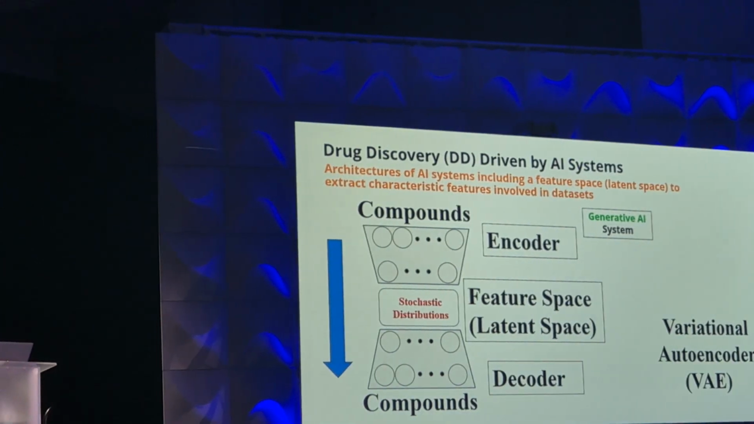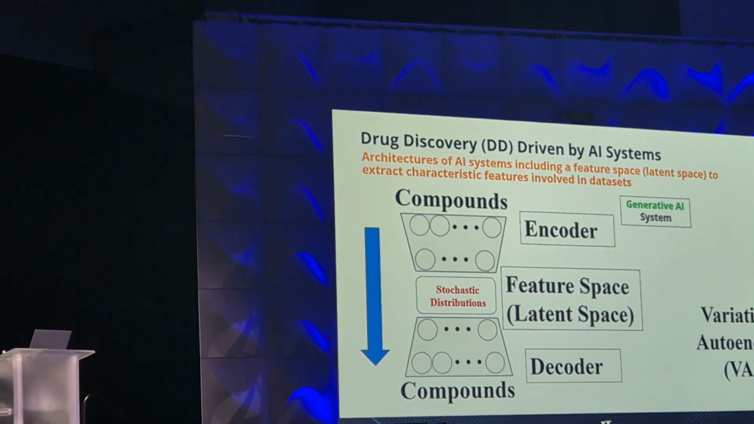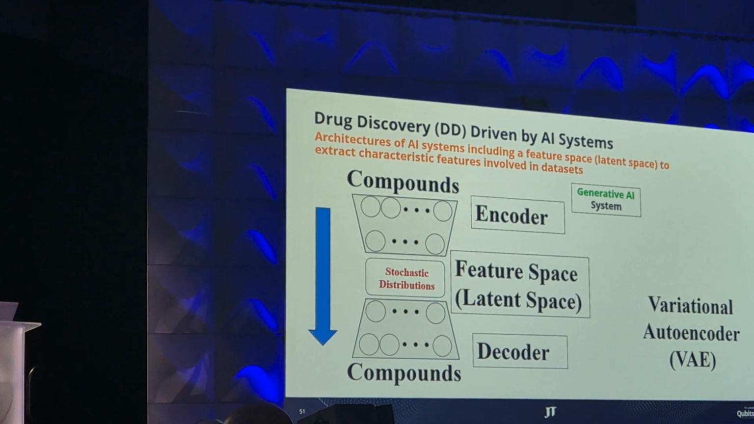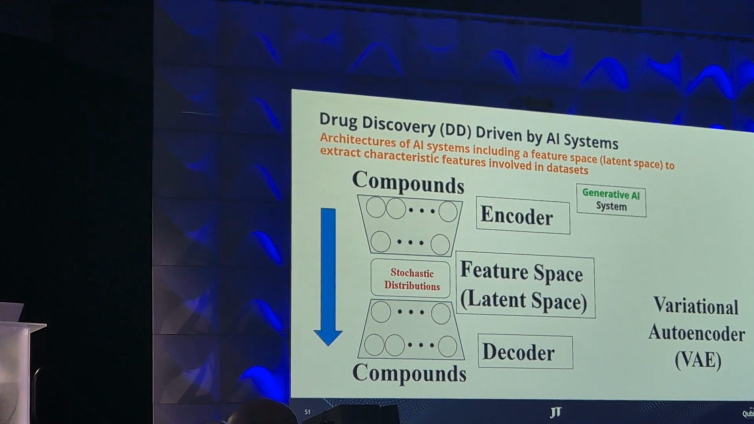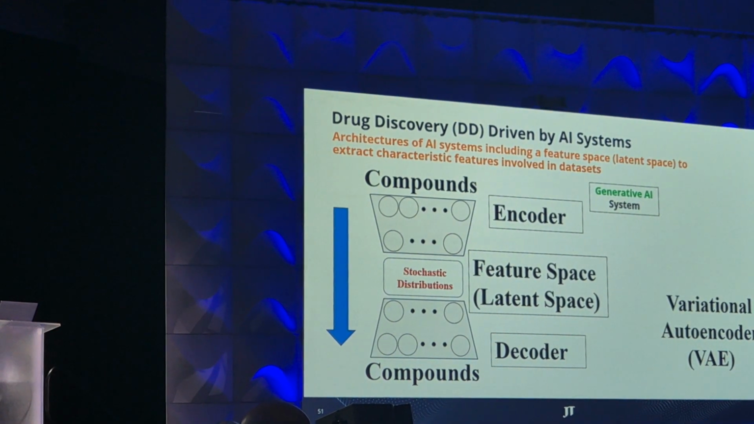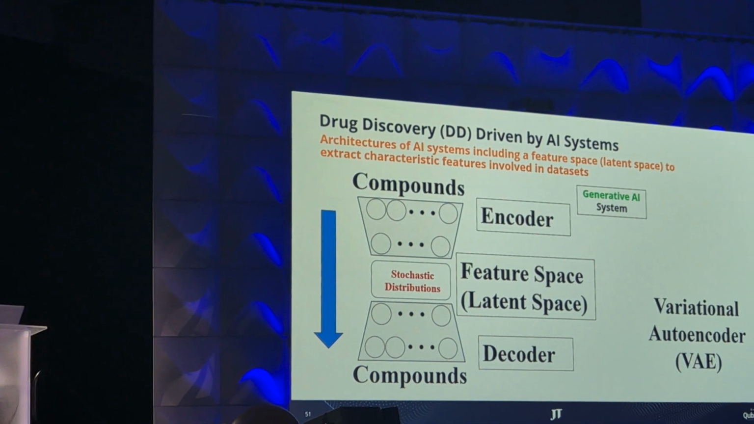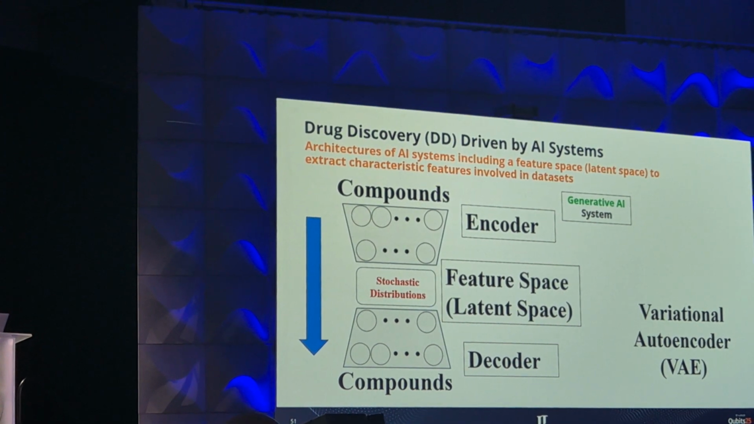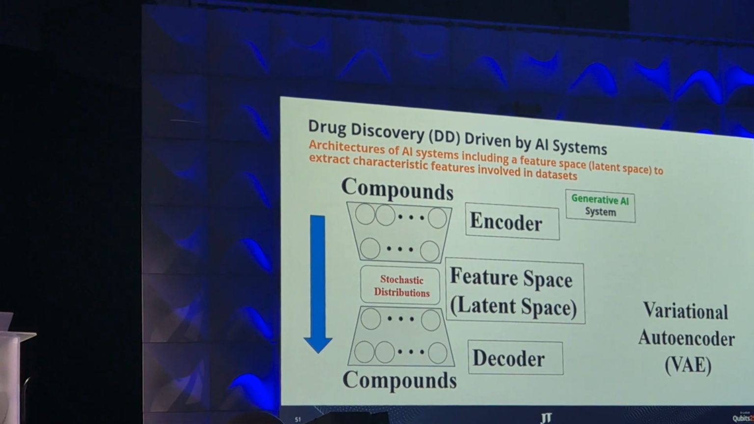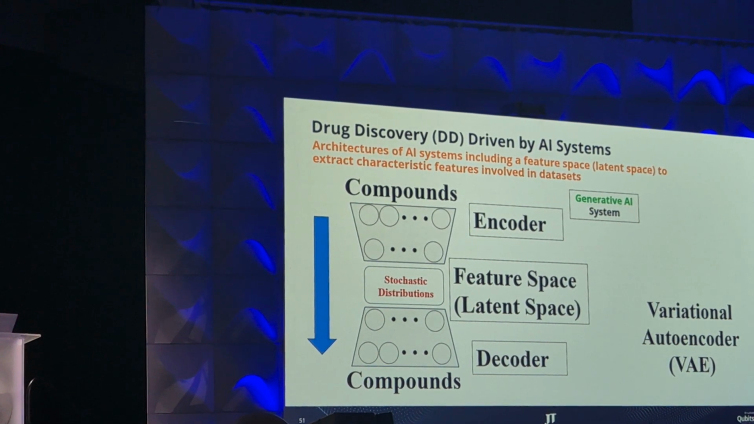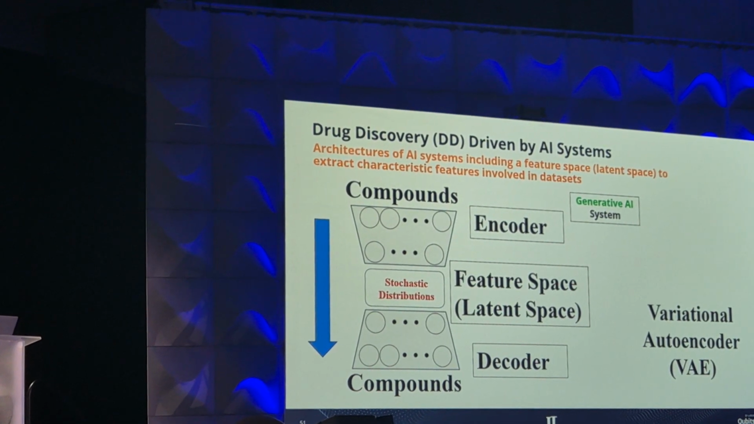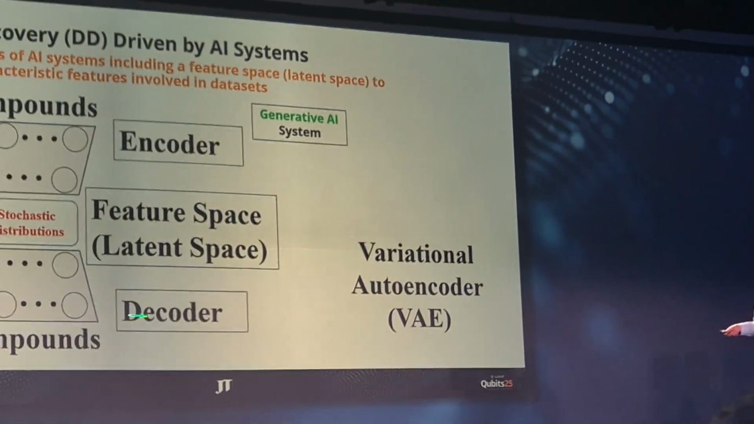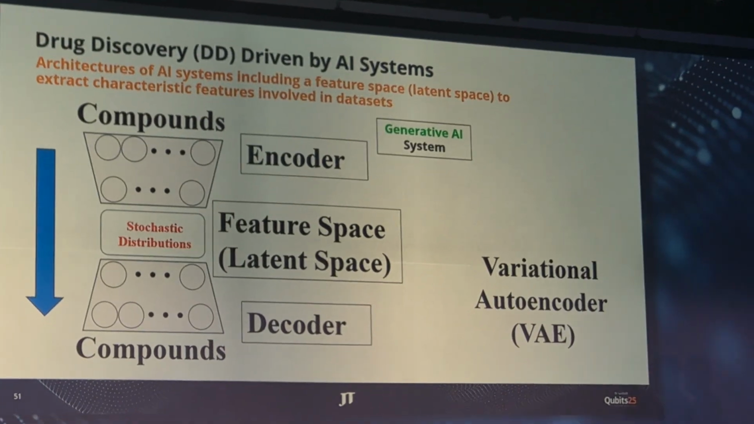This is feature space or latent space. In this part, we extract the characteristic feature found in the input data set. So this is the most important. In this feature space, some stochastic distributions are embedded and implemented. So in the generation phase, next phase, we can generate the data from the stochastic distributions. Stochastic distributions are dice, so we can roll the dice, and then we can generate the data. In this case, new compounds.